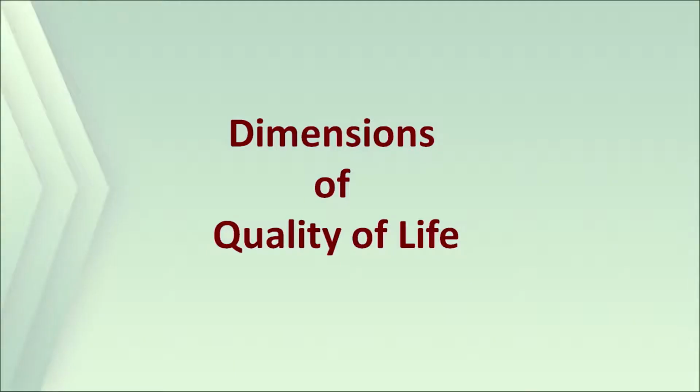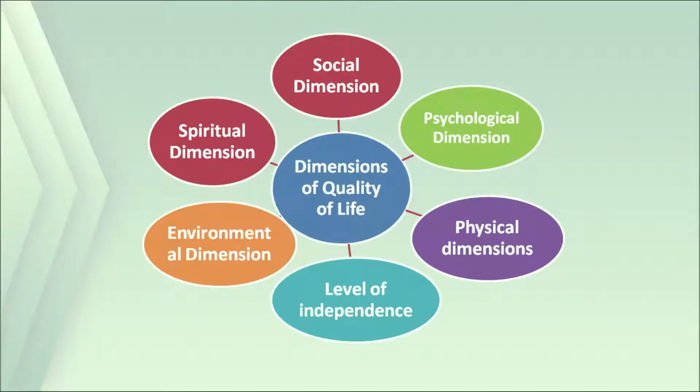Let us understand the dimensions of quality of life. There are 6 dimensions. Number 1, physical dimensions, psychological dimensions, social dimensions, spiritual dimensions, environmental dimensions and level of independence. We will learn each of them separately and understand what they are.